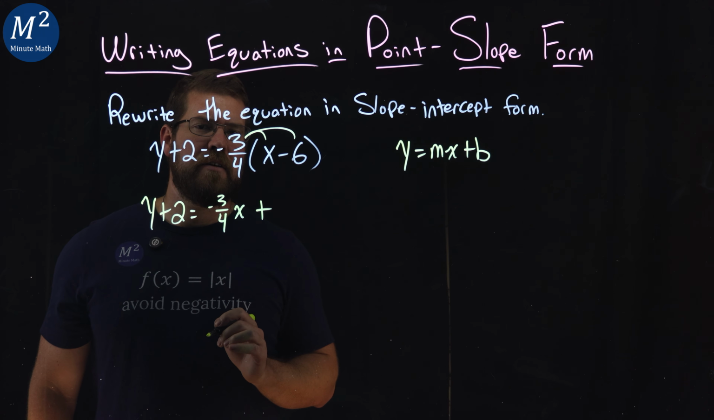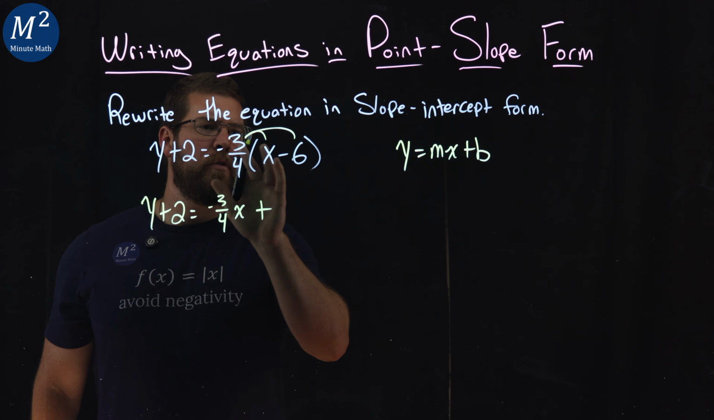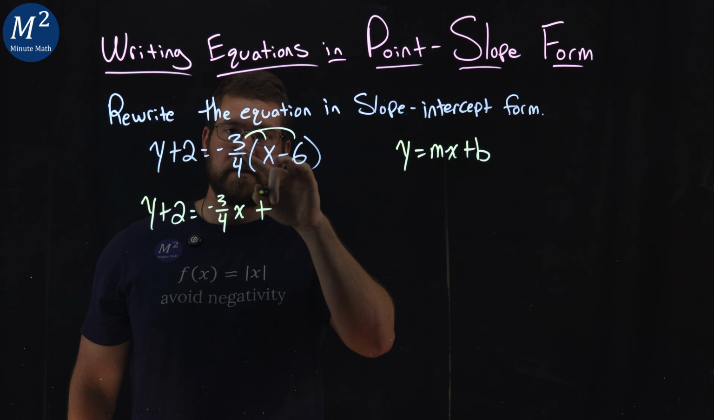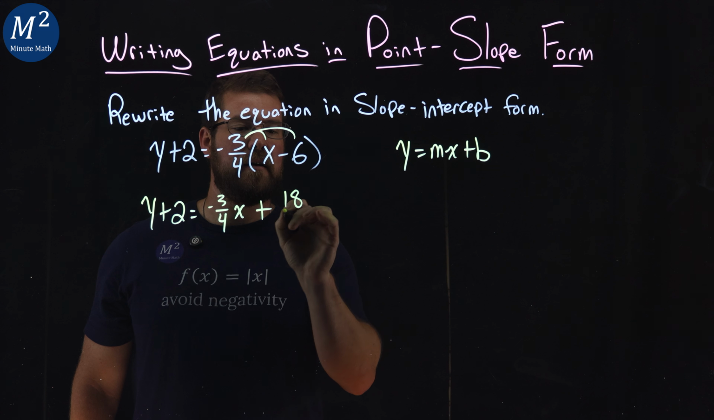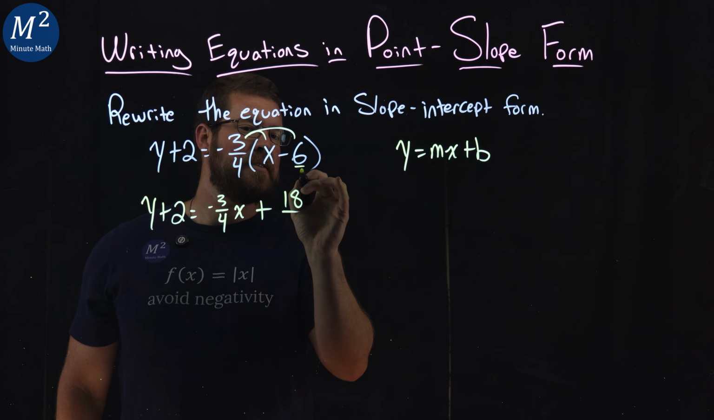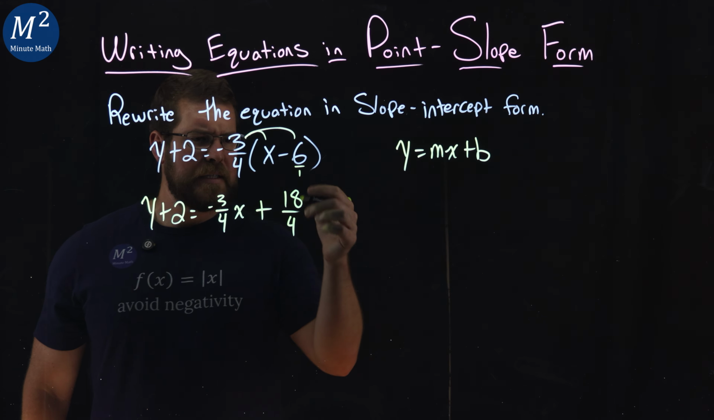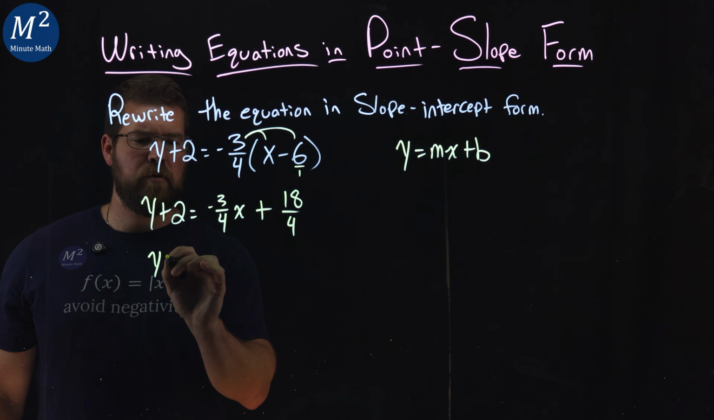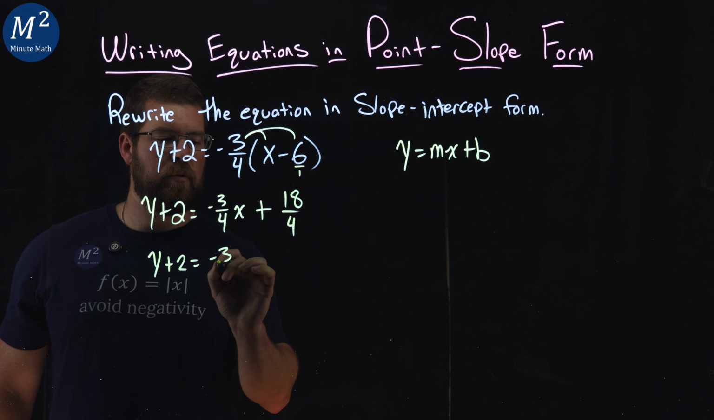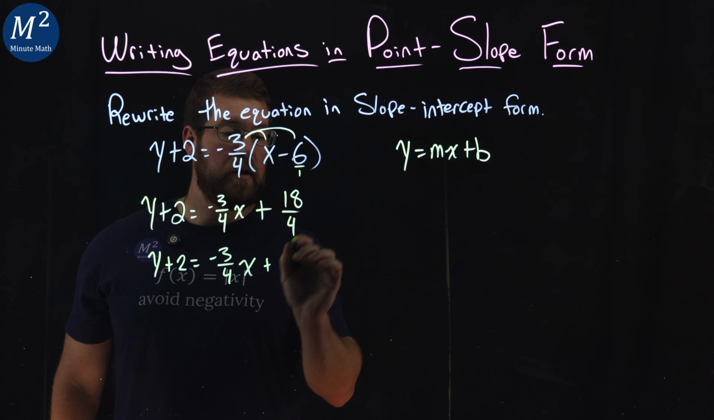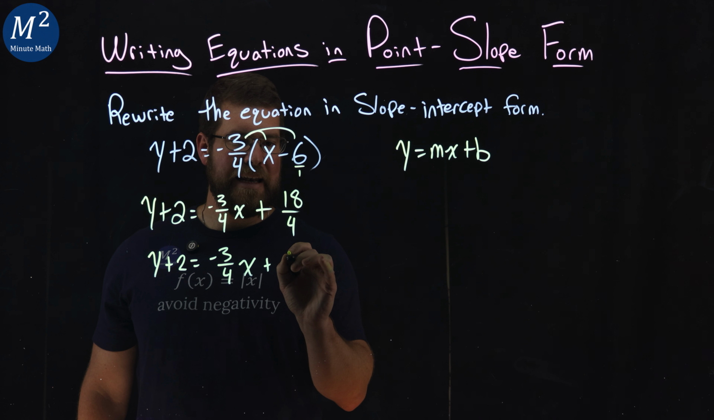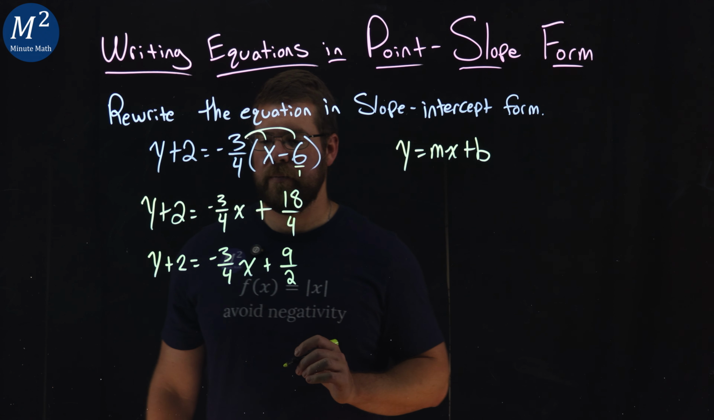And we have addition here. Now, 3 times 6, talking about the numerators here, is going to be 18. And then remember this is 6 over 1, so 4 times 1 is 4. Now we can simplify that fraction a little bit, so let's do that. y plus 2 equals negative 3/4 x plus 18 over 4, which is 9/2.